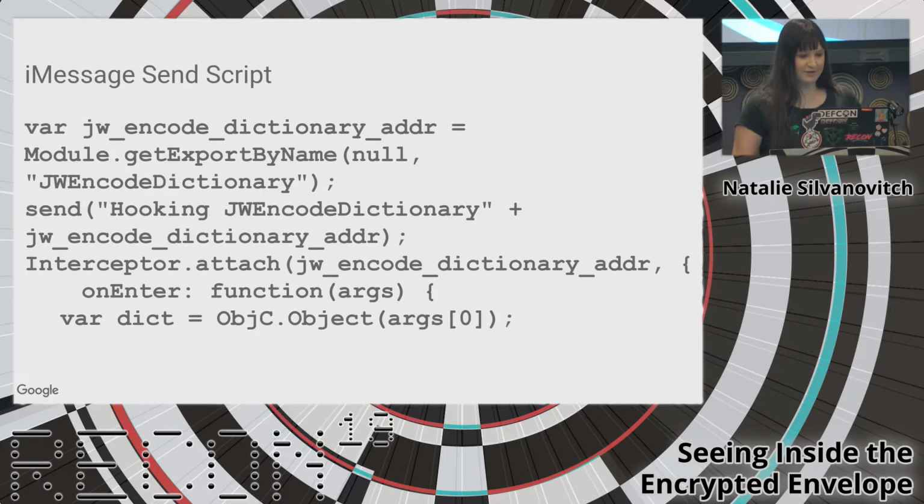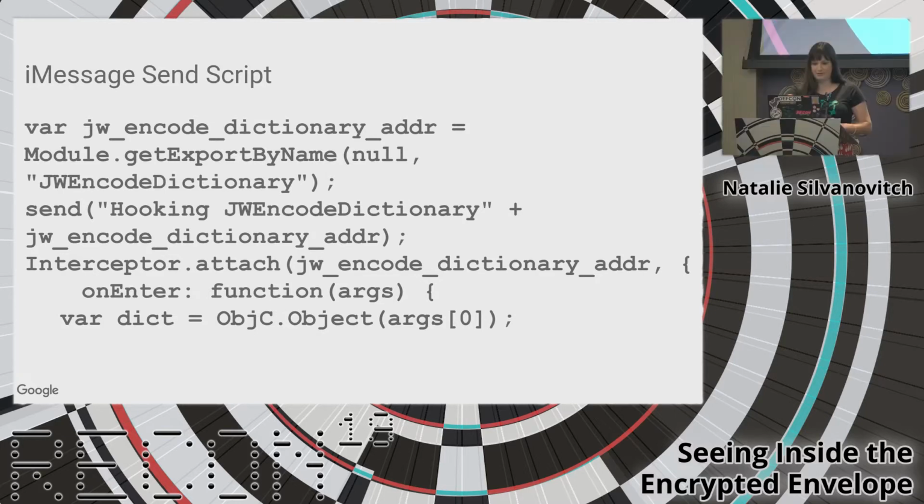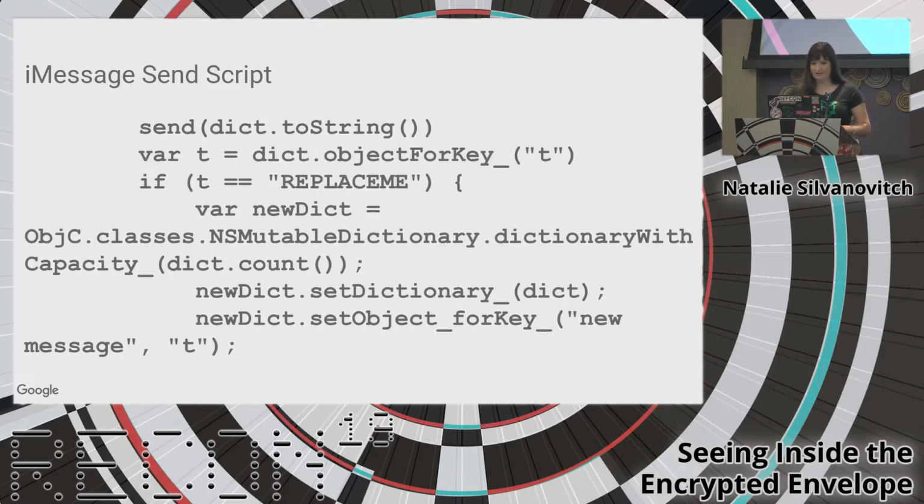So here's the Frida code for intercepting iMessage. You can see you hook this dictionary function and then basically get the dictionary, and then there's another script which you spawn before this one that will send a message that just says replace me. Then it'll look for the message that has replace me in it, make the dictionary mutable, and then you can start changing keys of this dictionary, for example, the message key T. And that was sufficient. That was all that was needed to basically send any iMessage.